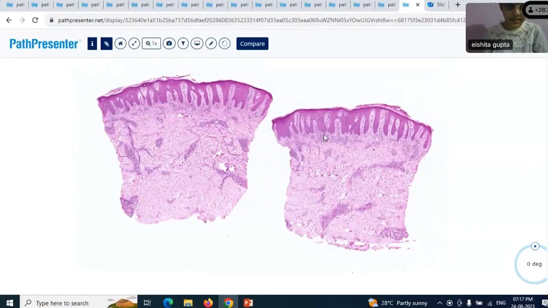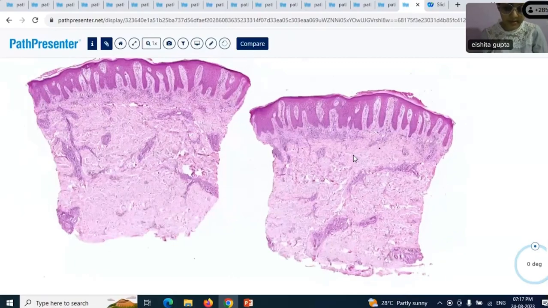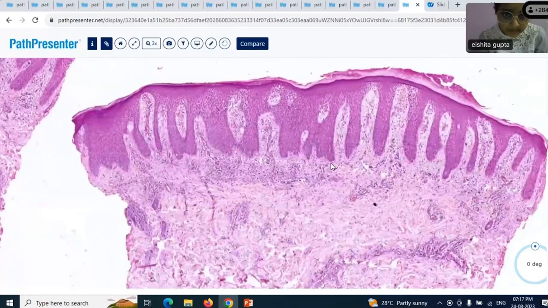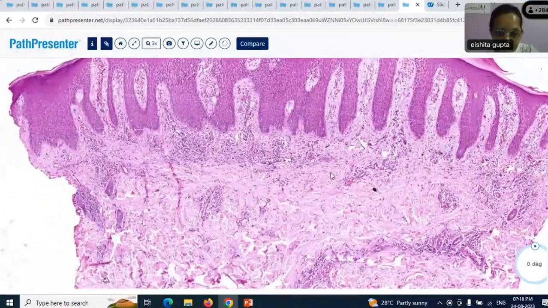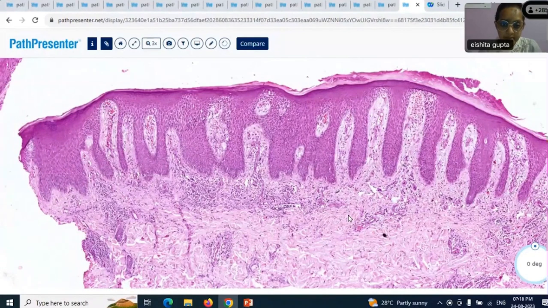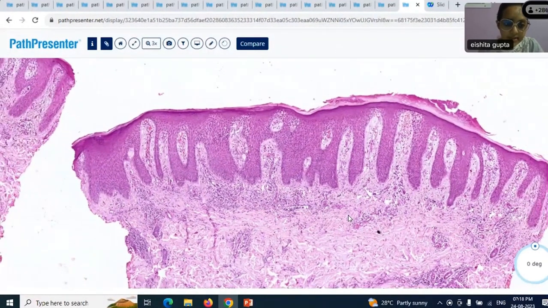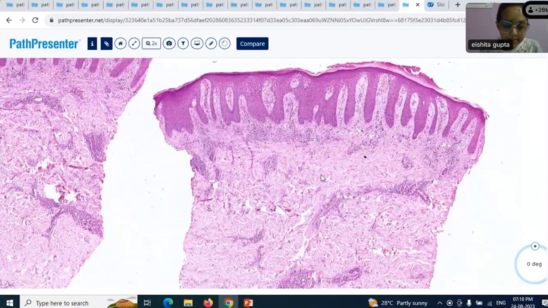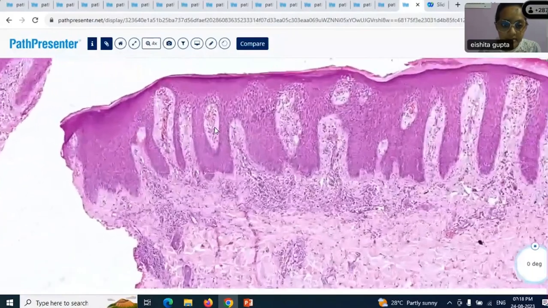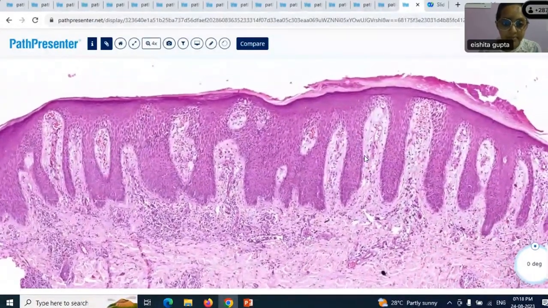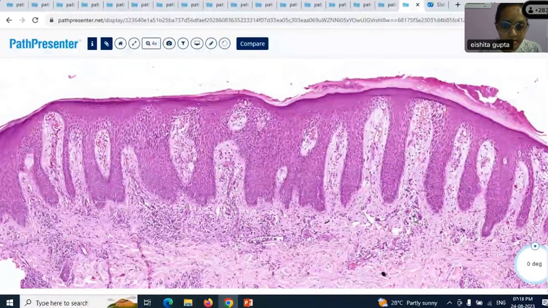This is an H&E stain section of skin, which is showing irregular elongated rete ridges, and in the dermal papilla we can see that blood vessels are dilated in between the papillae, and there's alternating rete ridges so that the epidermis is thinned out at places, and in the dermis we can see mild to moderate inflammation.